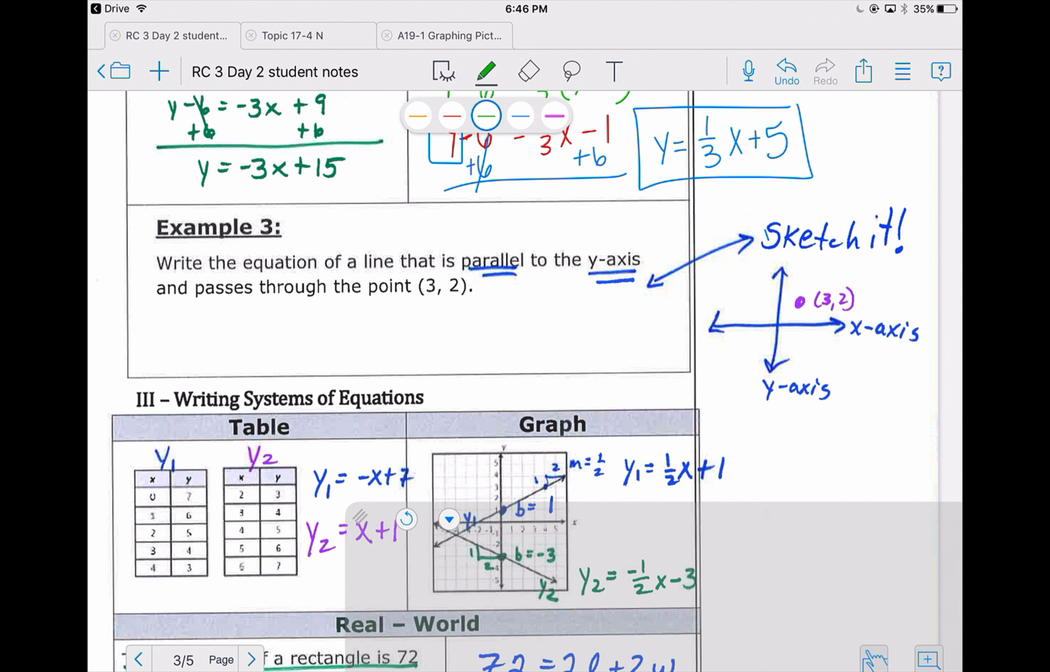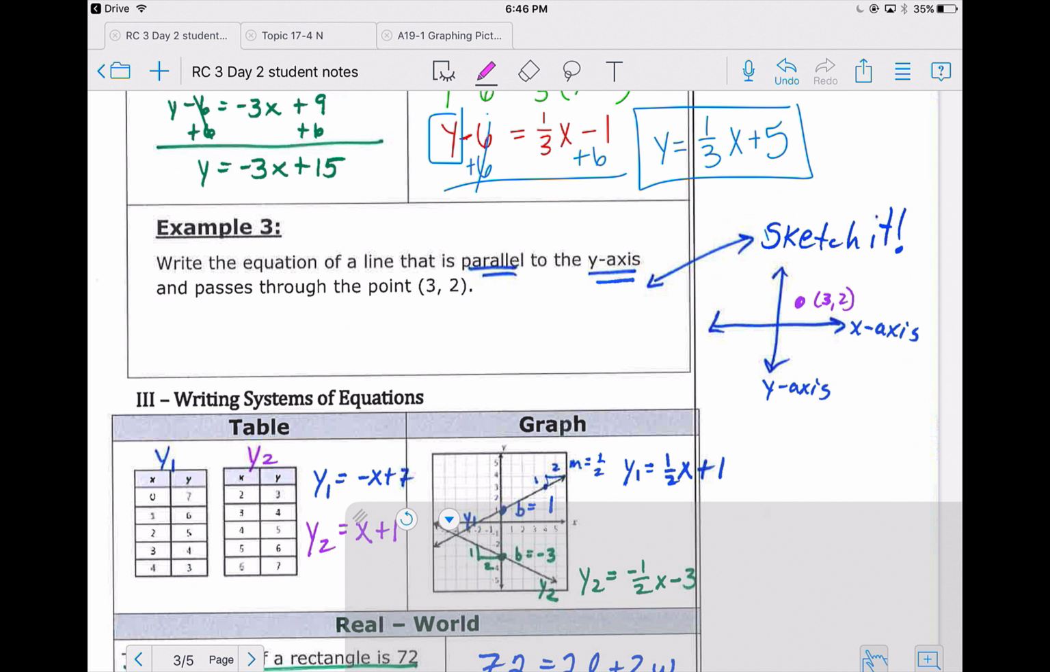For example 3, we're asked to write an equation of a line that is parallel to the y-axis and goes through the point (3, 2). A sketch has already been drawn here for you, but guys, let me tell you, I sketch these every single time, and I have a degree in mathematics, but I sketch it every single time because while there's tricks to memorizing it, you don't need to waste your brain space.